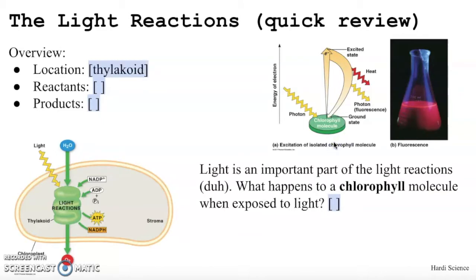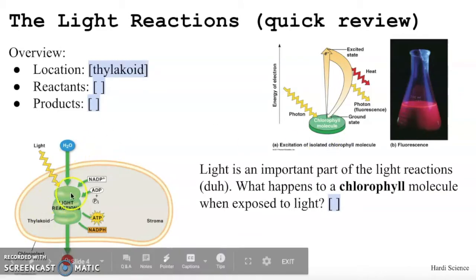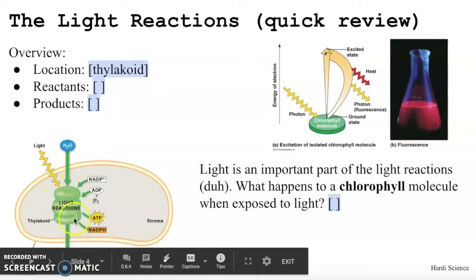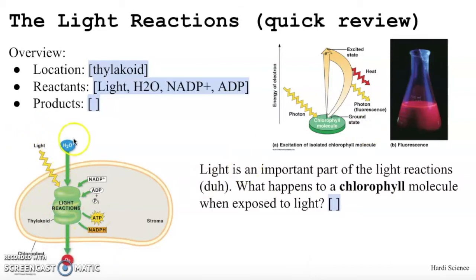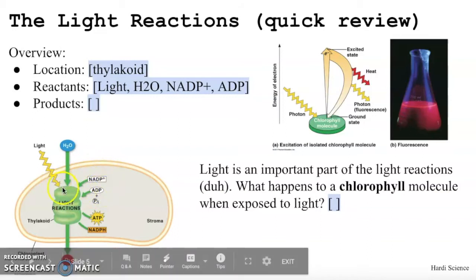It happens in the thylakoids. As you can see in this chloroplast over here, the thylakoids are these green sacs inside of the chloroplast. And so that's where the light reactions occur. The reactants are light, water, NADP+, and ADP. Those are all the arrows pointing into the light reaction. You can also say phosphate.